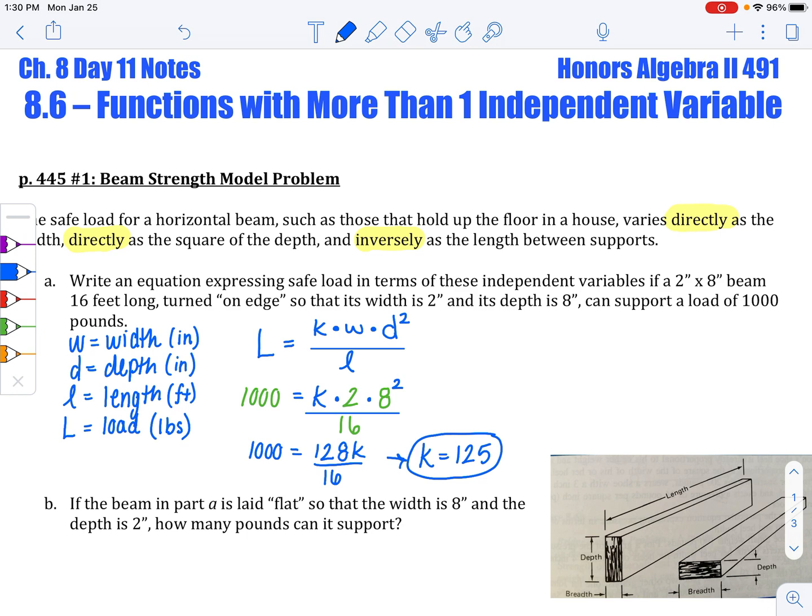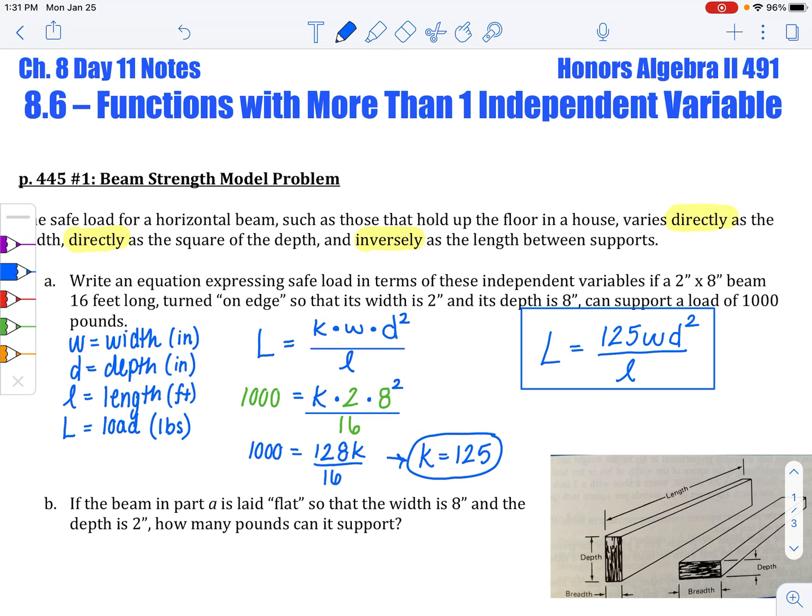That gives us our constant, which allows us then to look at our equation, substitute in our constant, and leave all our other variables intact. And that right there is your equation of safe load. Directly with the width, directly with the depth squared, and inversely with the length.